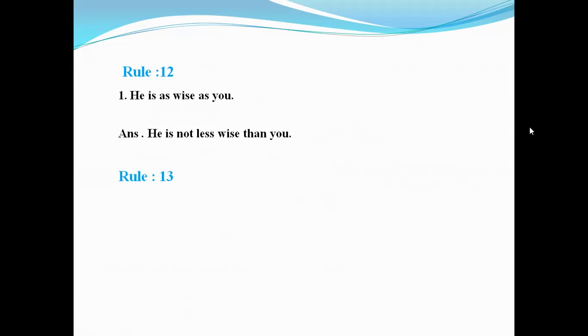Rule 13. Health is wealth. It is a universal truth. In case of a universal truth, if you are asked to make it negative, use the auxiliary verb at the beginning of the sentence, then "not", then the rest of the sentence, and put a question mark at the end of the sentence. So the answer will be: isn't health wealth? Here I use "is" at the beginning, then "n't", the short form of "not", then the rest of the sentence and a question mark.